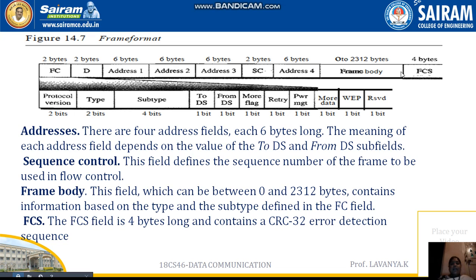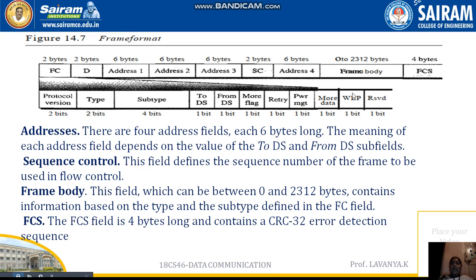Each and every field has its own set of bytes. For example, FC, which means frame control, has 2 bytes of data, meaning it has the capability of holding 2 bytes. But address 1, address 2 and so on keep varying. All the addresses have the capability to store 6-byte addresses.